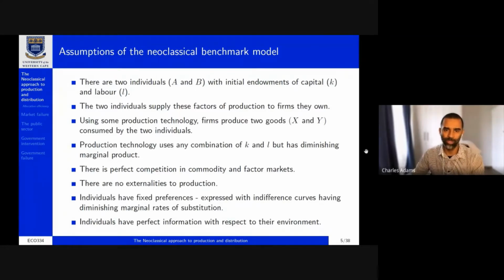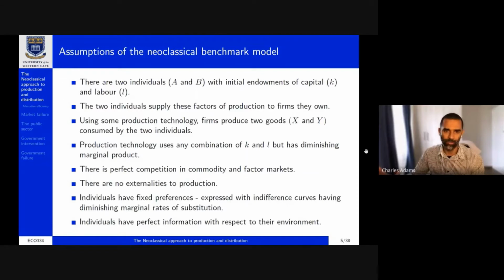There is perfect competition in the commodity and factor markets. This is an important assumption because, as you know from your microeconomics courses, perfect competition ensures that marginal cost equals price, and that the ratio of marginal utilities equals the ratio of prices, right? Also, there are no externalities to production.